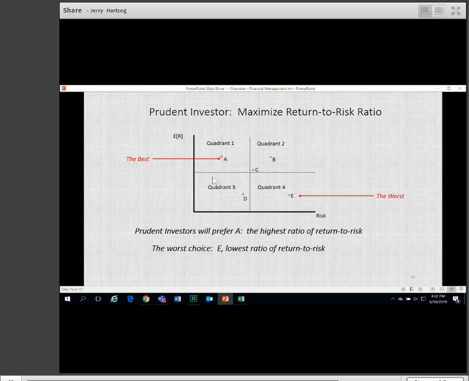Well, what's the worst? Well, D and E have the lowest expected returns, but E has a lot more risk than D. So E is the absolute worst. It has the lowest ratio of return to risk.